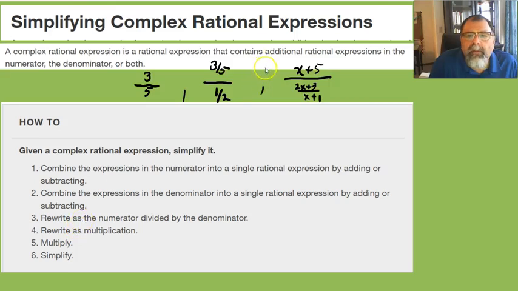So then you're going to take the numerator and you're going to view this fraction bar as the divide sign. So it's going to be the numerator divided by the denominator. And then the way you divide two fractions is you're going to multiply by the reciprocal of the bottom. You don't actually have to write it, just think of that. And then rewrite as multiplication, multiply, simplify. All right, let's look at an example.